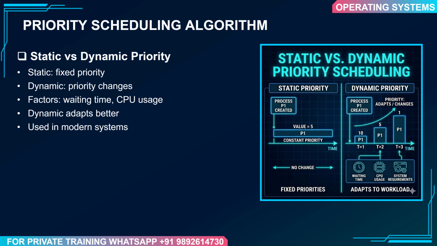Priority scheduling can also be either static or dynamic. In static priority scheduling, the priority of a process is fixed when it is created and does not change. In dynamic priority scheduling, the priority can change based on factors like waiting time, CPU usage, or system requirements. Modern operating systems often use dynamic priorities because they adapt better to changing workloads.